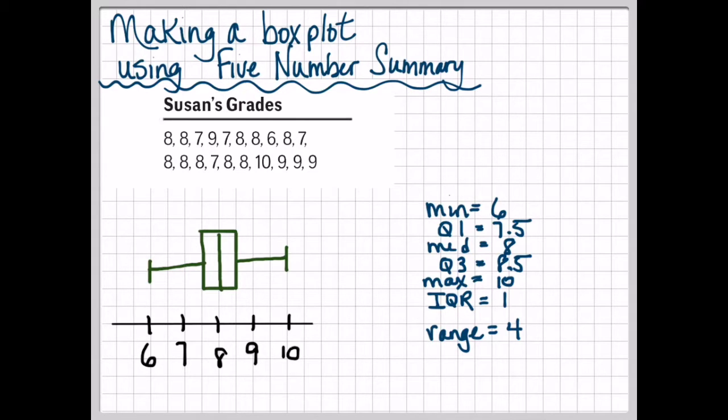When looking at this box plot and talking about the shape, we can either say that it's skewed to the left, skewed to the right, or symmetric. So clearly we can see that this is symmetric because both sides look like they are a mirror image of each other.